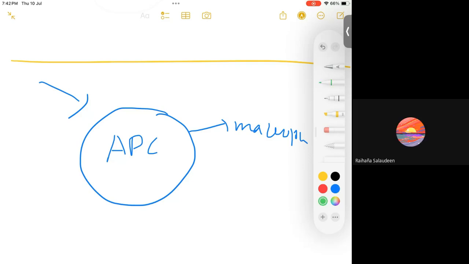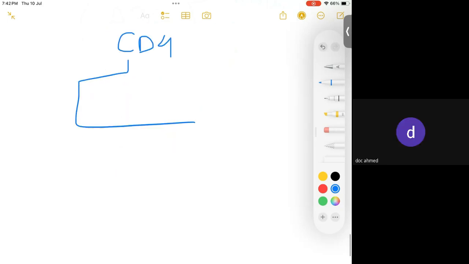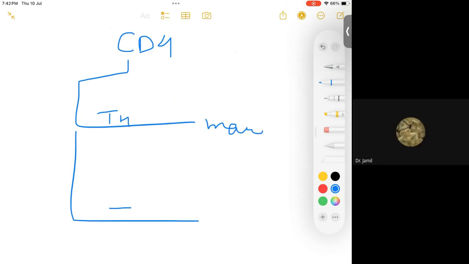It will present it on the MHC class 2. And then it will activate the T cell, with the interaction with the T helper cells. Okay, CD4 T cells. We have two pathways: T helper cell 1 and T helper cell 2. Yes, it's TH1 and TH2.